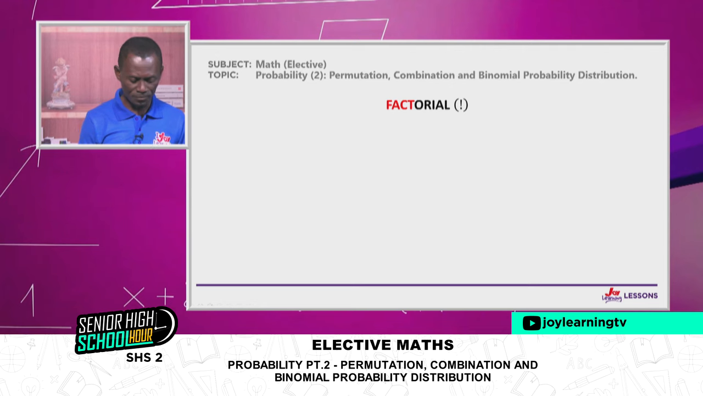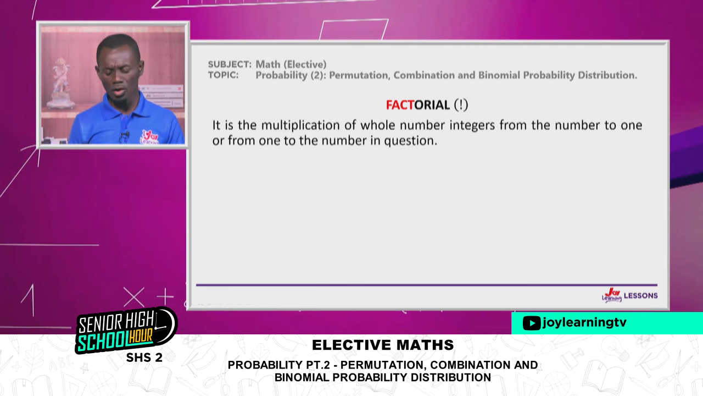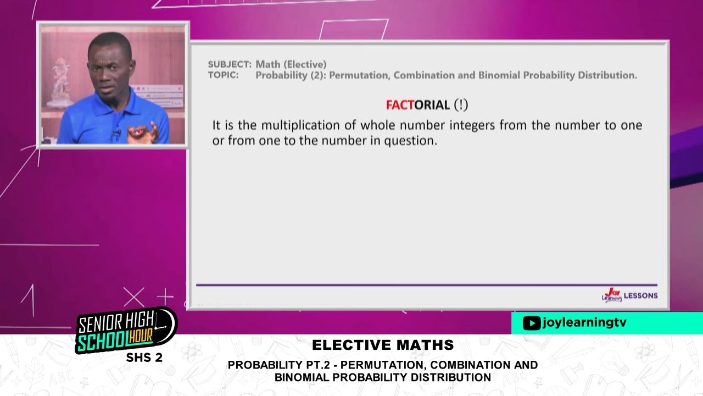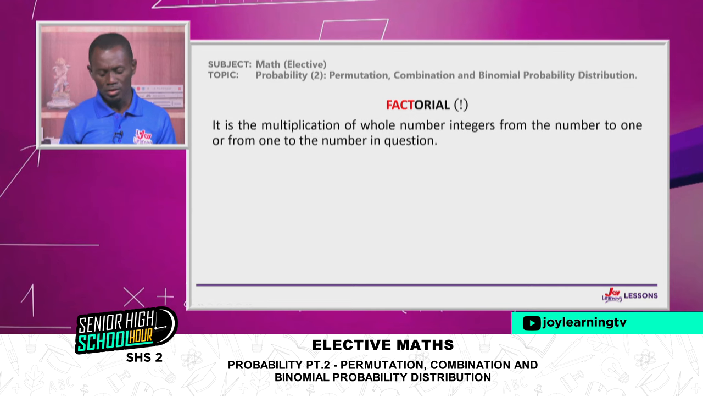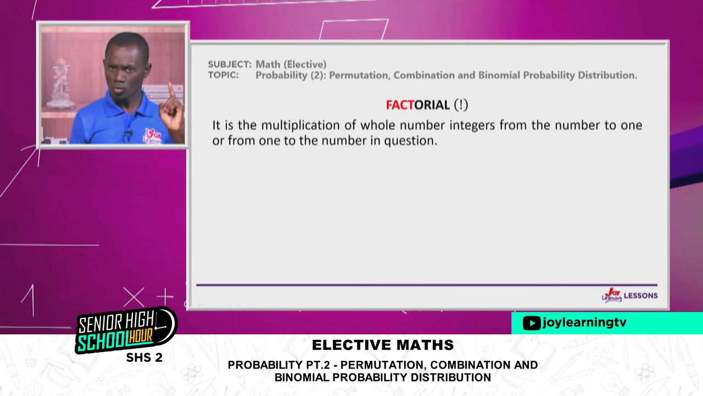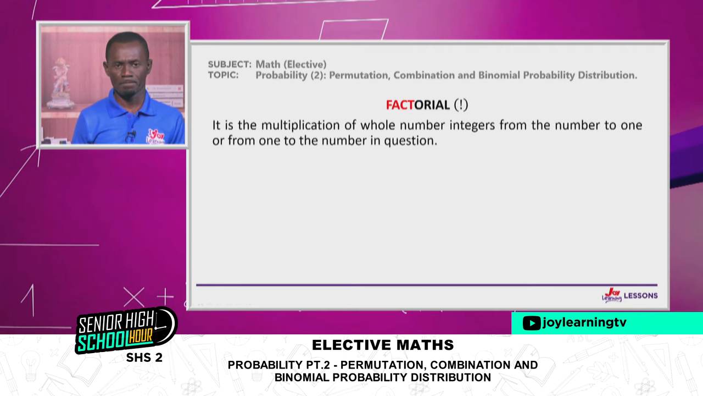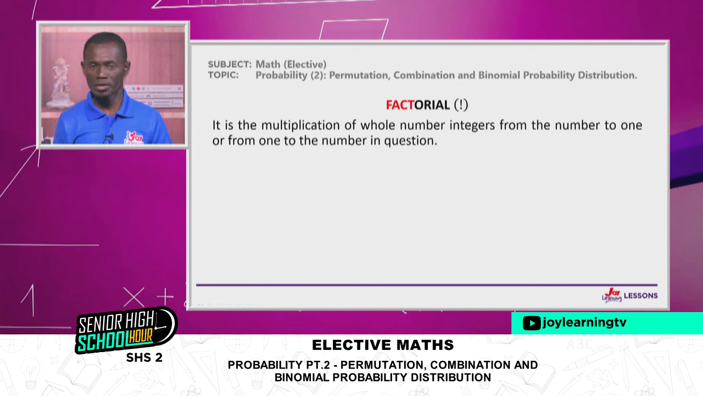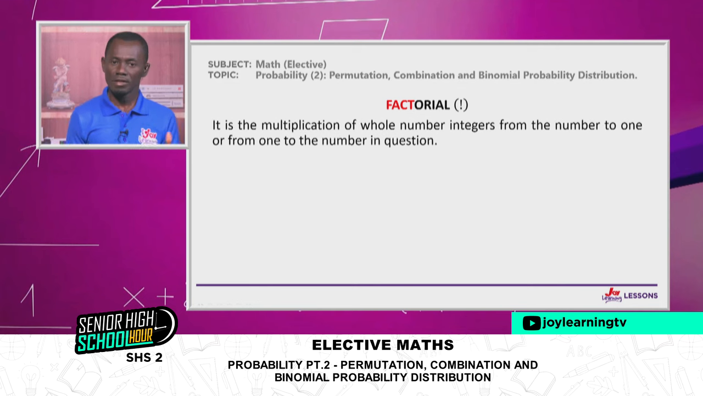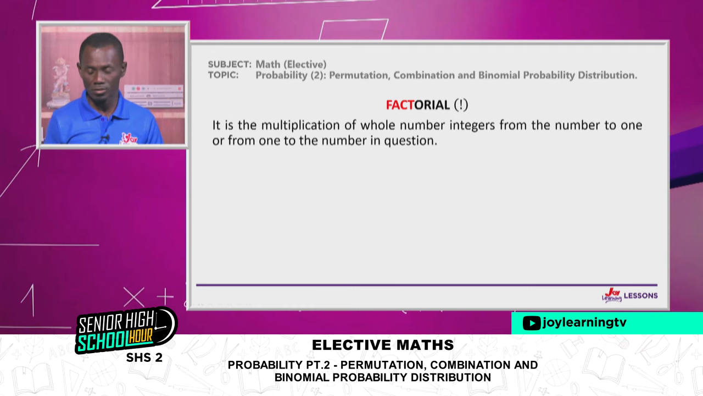By definition, the factorial is the multiplication of whole number integers from the number in question to the number one, or from 1 to the number in question. That is the factorial. I shall give you an example and you will get it. Get used to the terminologies because we shall be using them as we get on.